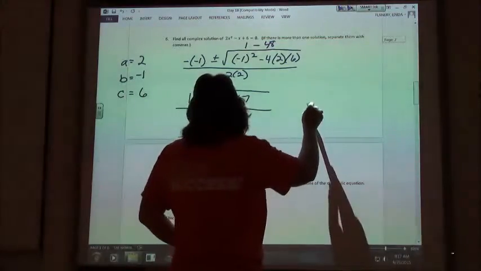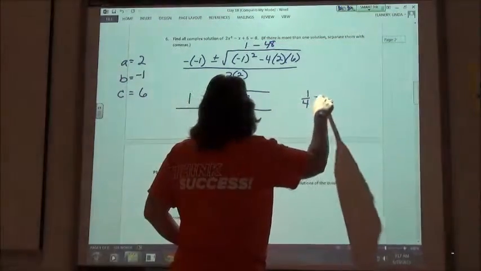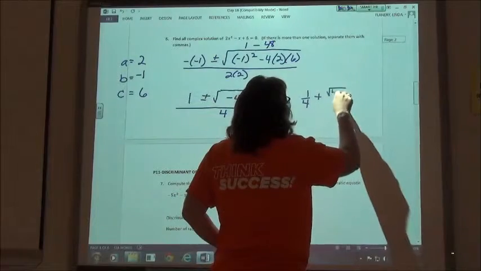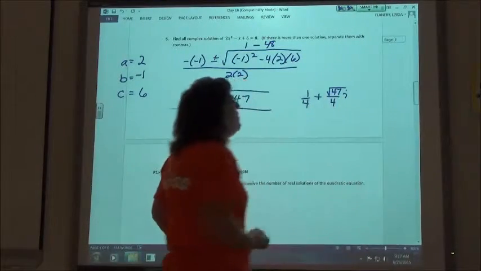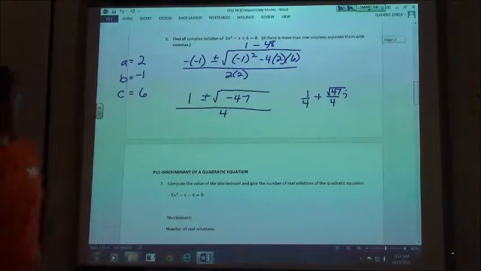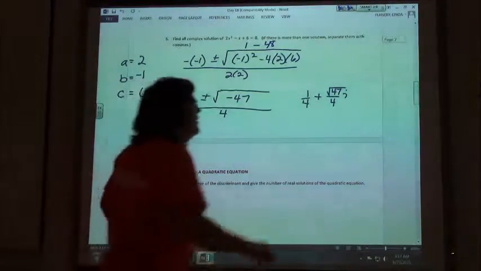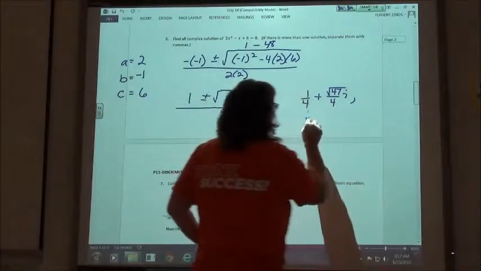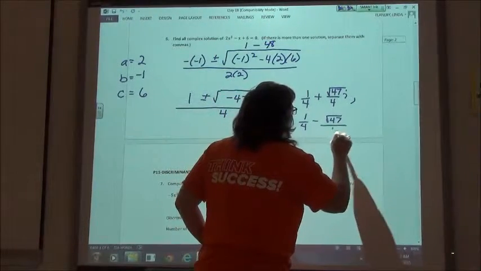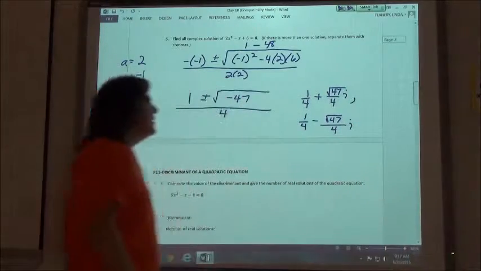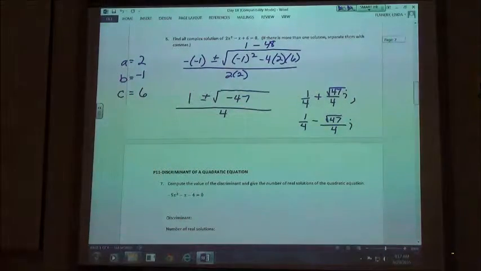If I put it in standard form, I would have 1/4 plus the square root of 47/4 i. And again, be careful that that 4 doesn't end up under that square root. And then 1/4 minus the square root of 47/4 i. It's easiest if you're going to do it that way to hit the fraction buttons first so that the square root doesn't go over the whole fraction, just over the numerator.